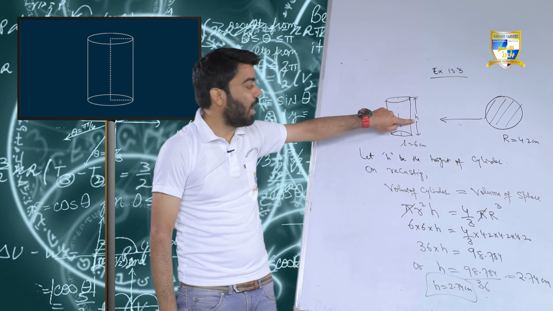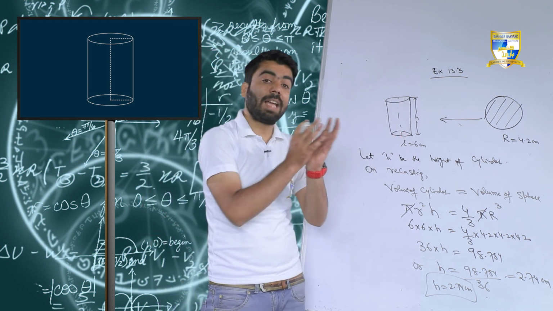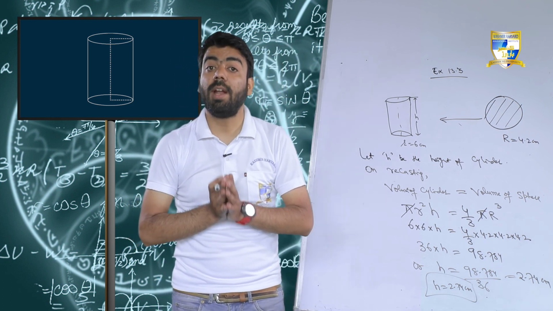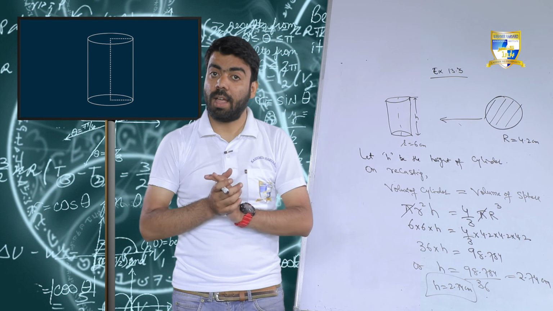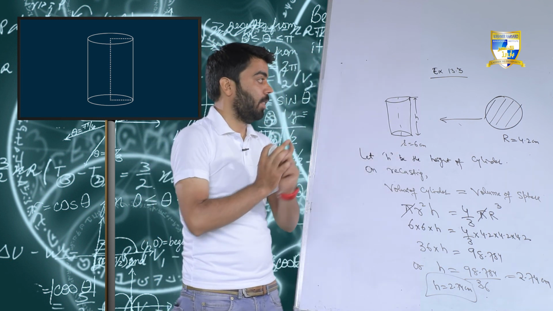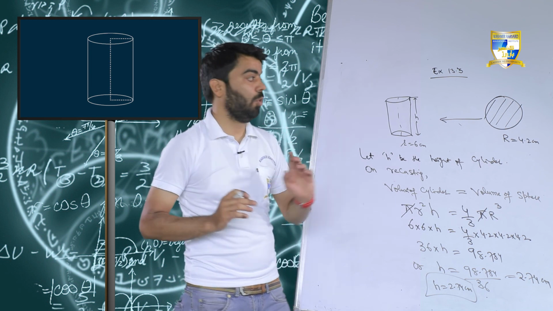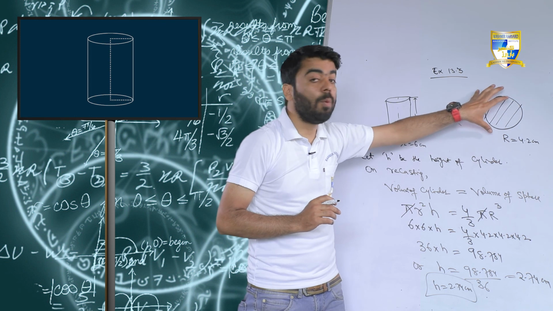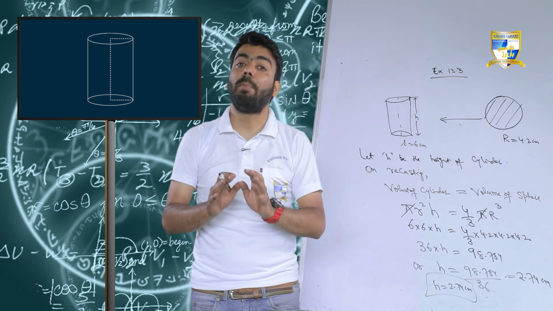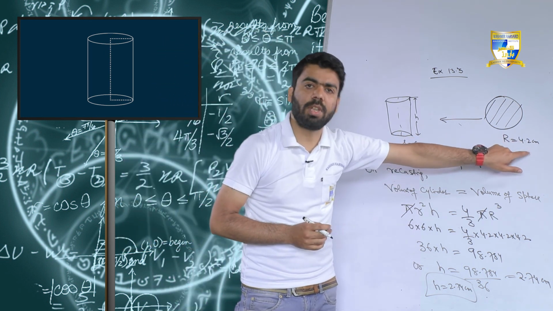What is h? H is the height of the cylinder. Which cylinder? Which was recast from the sphere. And the sphere is made up of metal, right? So again, I will repeat some words. This exercise is based on the recasting process. You are given that we have an object, not a cylinder. We have an object, a sphere. And the sphere is made up of metal. And the radius is given, 4.2 centimeter.